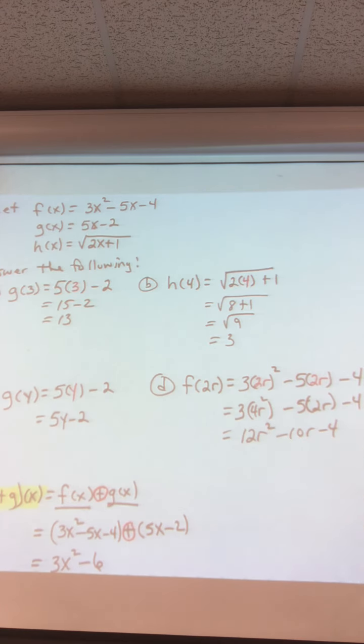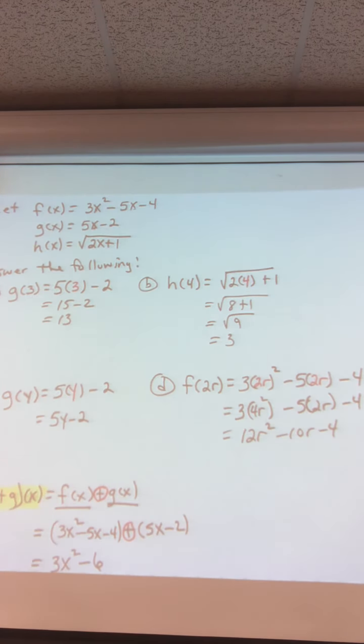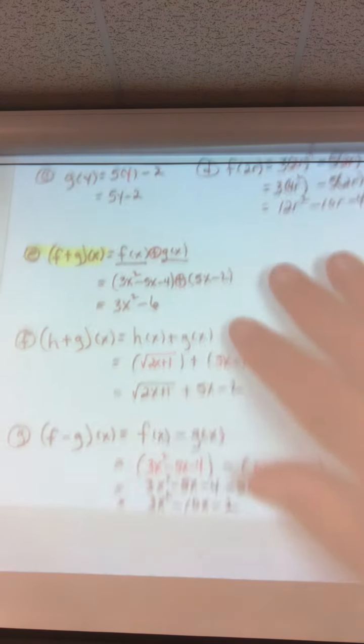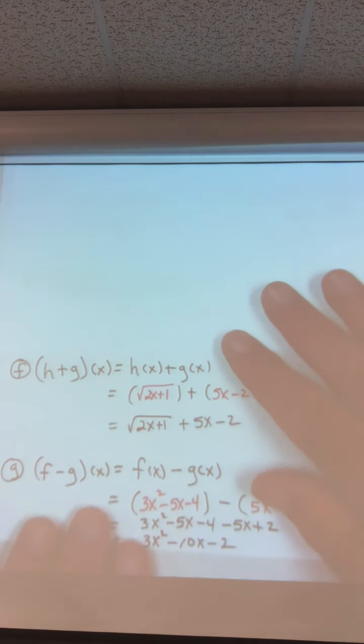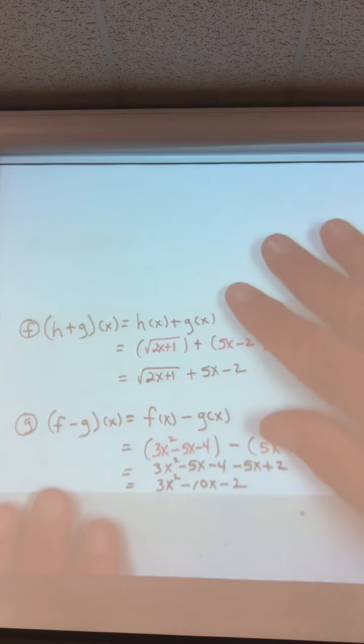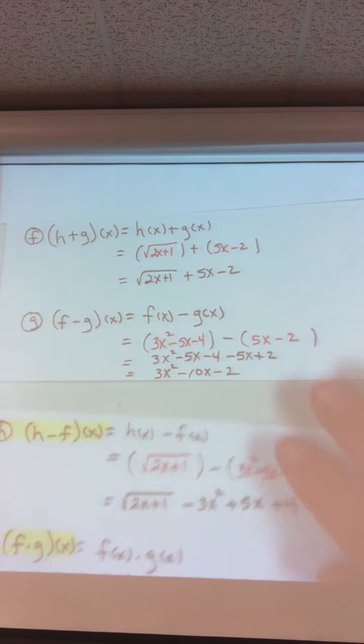Okay, pause the video now and copy these 5 examples. Okay, you should have those examples. If you've missed any little part, you can fill that in once we get there. All right, so this is the next 2 examples.